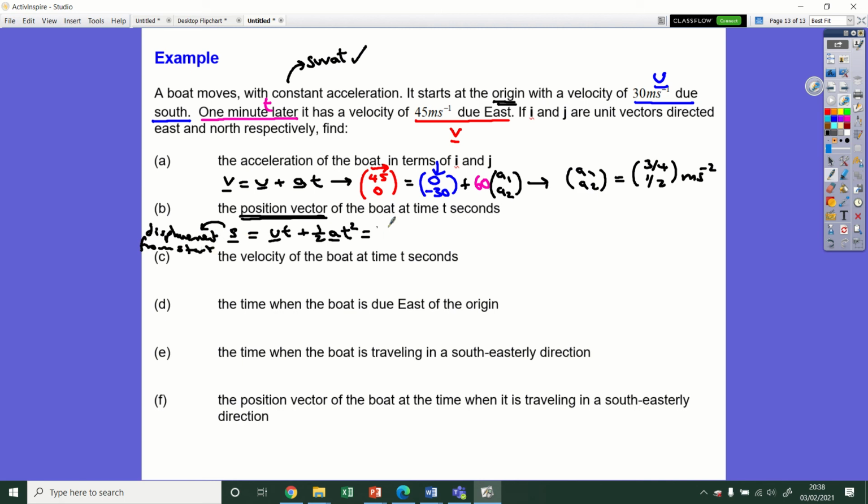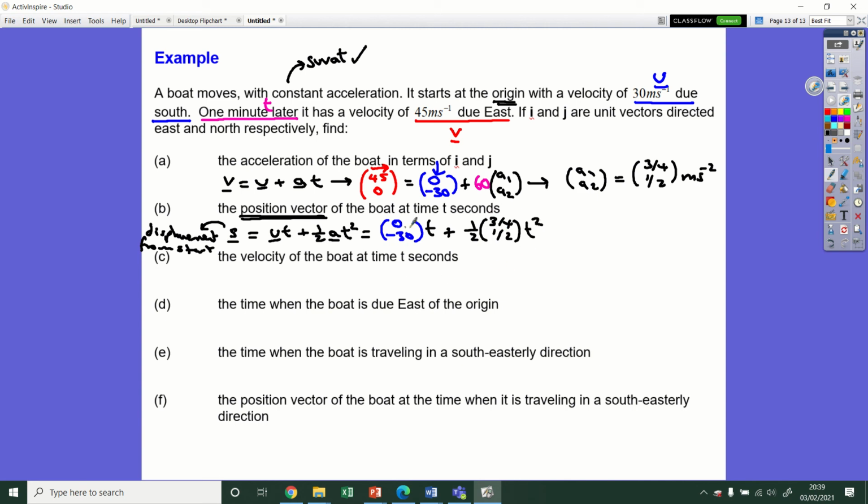Okay, let's plug things in then. So ut plus 1/2 at squared. U, I need to get this right. This is my 0, minus 30, times t as well. Plus 1/2, and then my acceleration I got over here, that's 3/4, 1/2, and then times t squared.